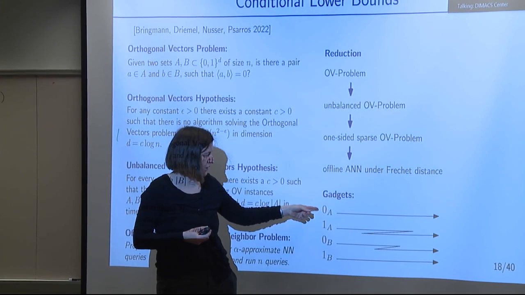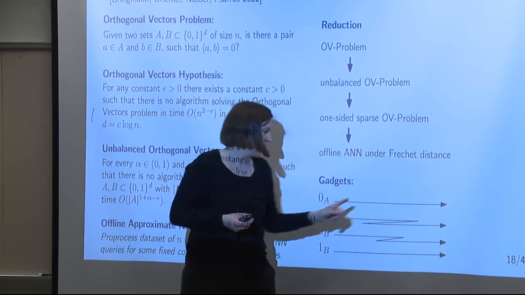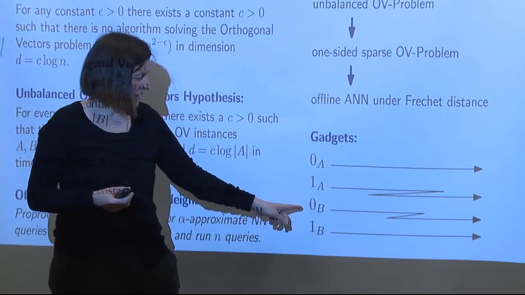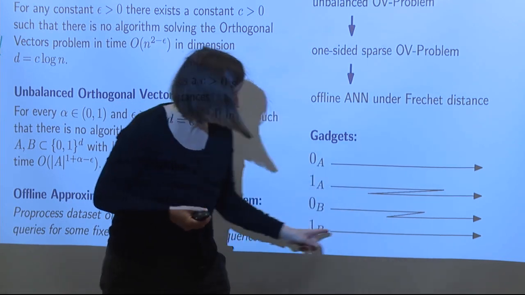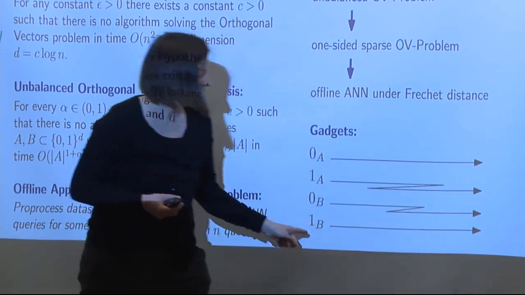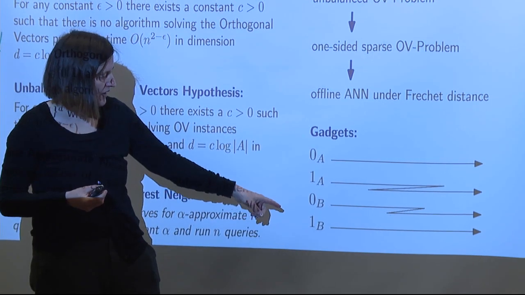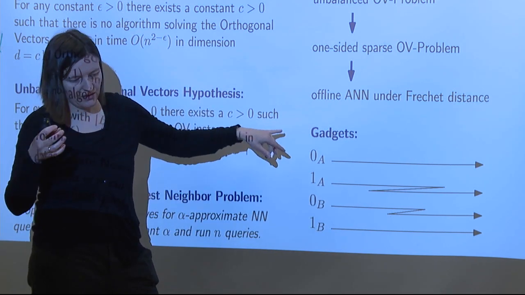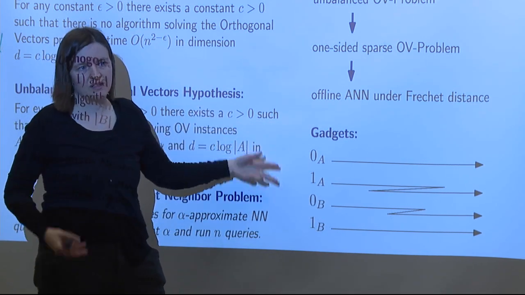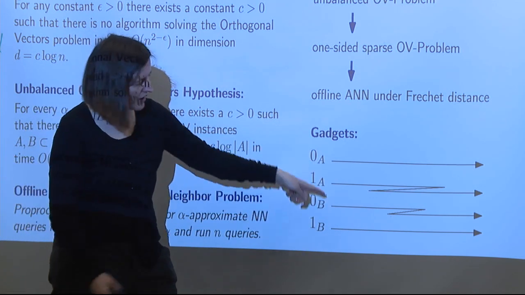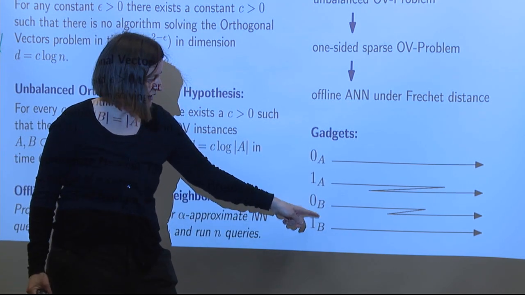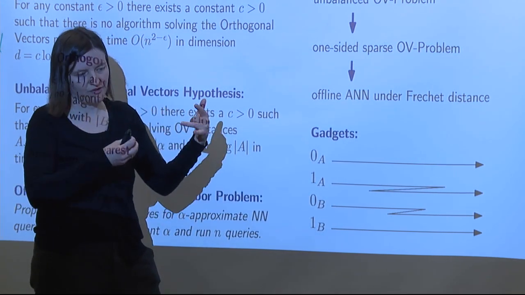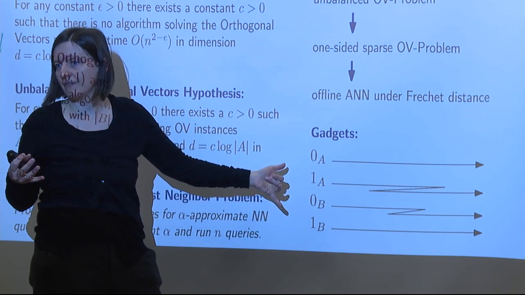We say a 0 in a vector of A is just a straight line. A 1 has this long zigzag. A 0 in set B has this shorter zigzag. And a 1 in a set B is also straight. Now you have to look at these combinations. What you want is that 0,1 and 0,0 are close, and 1,1 is far. They have far distance from each other. So if you have a 1 in the same place, then they will not be orthogonal, and the distance will be far in Fréchet distance.